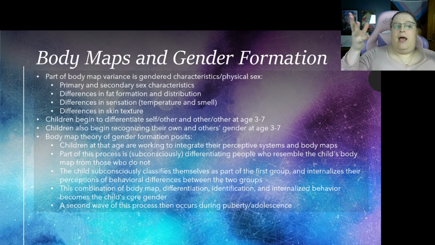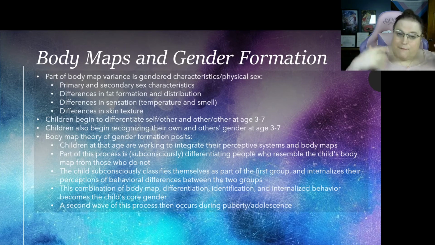They come to expect of themselves the behavior that they see as being typical of the people that they see as resembling them, and they come to expect to be treated in the ways that they see as typical of the people that resemble them. And the theory goes that this combination of body map, differentiation, identification, and internalized behavior then becomes the core gender.